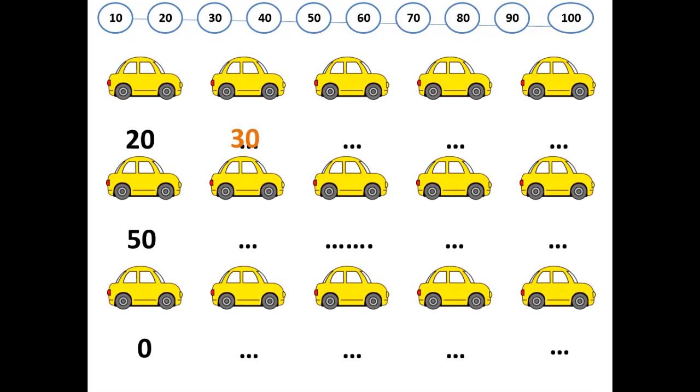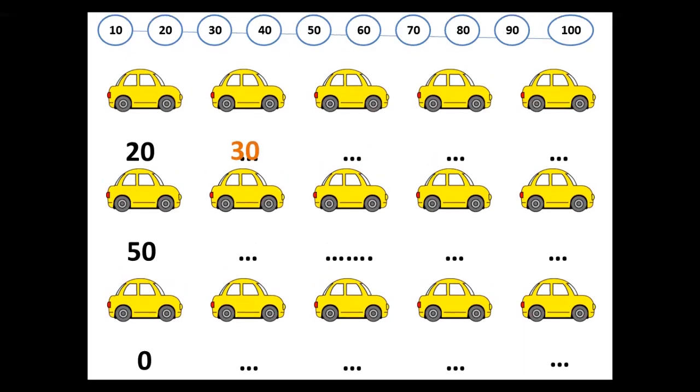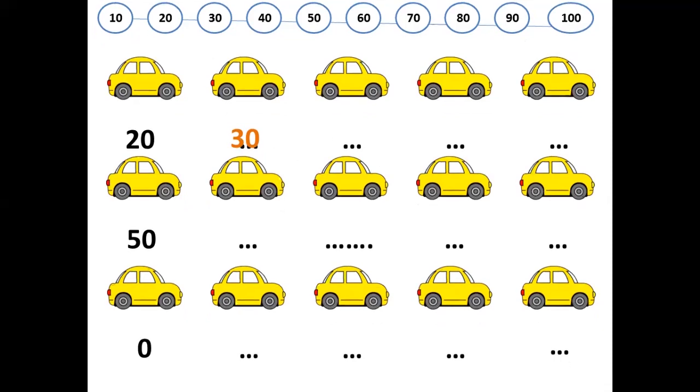Okay. Let's see another one. Let's see Perla. Hi, Perla. So, sweetie, what is this number? 30. When I'm counting in tens, can you tell me what comes after 30? 40. Good job, Perla. Thank you. And what comes after 40? 50. Good job. Thank you.